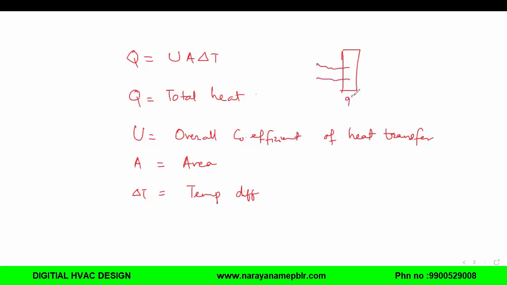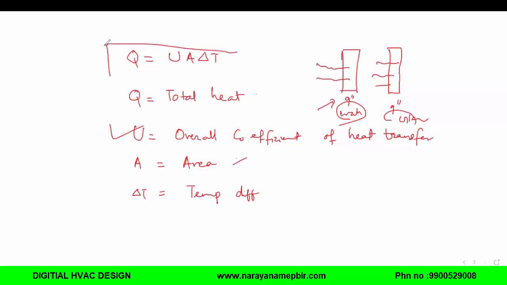For example, this is a 9-inch wall. If I consider a 9-inch glass, the amount of heat transfer will be different, right? So you will find that out from the U value. The U value of glass will be different, and the U value of the wall will be different. You have to find out the U value. Then the area of the wall, and the temperature difference, outside temperature minus inside temperature. This is the formula you should remember. Is it clear?